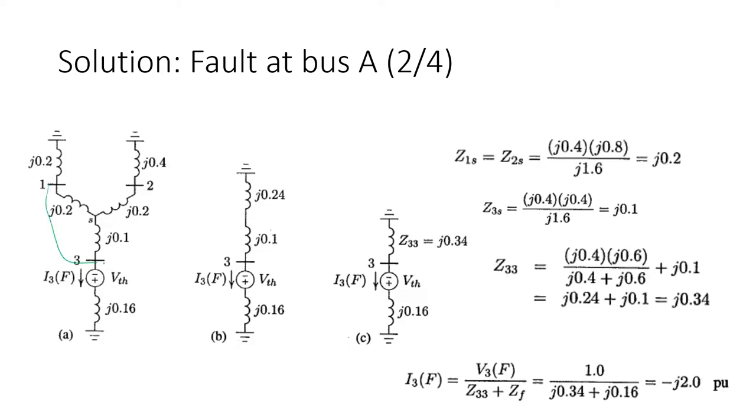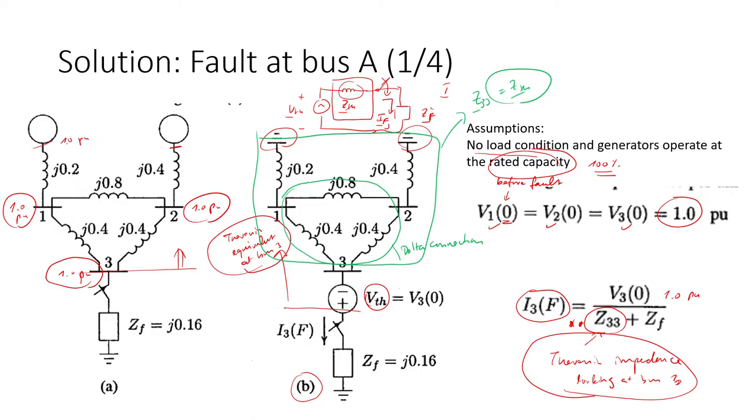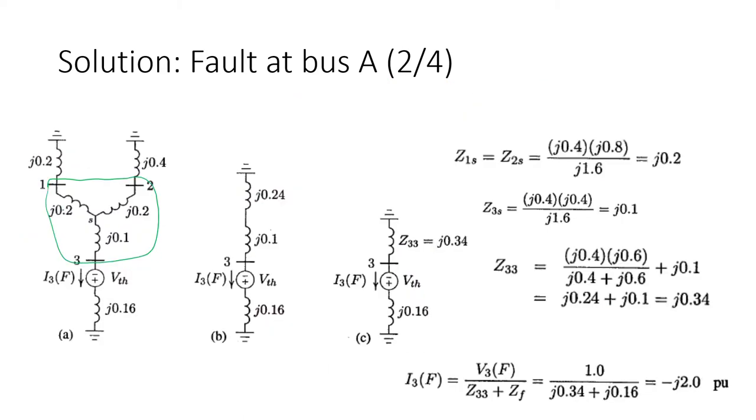In this case, the connection amongst the buses 1, 2, 3 can be transformed into the Y connection. You still remember how to determine the equivalence. It's quite simple. You could find the equivalence like this: the reactance of this is J0.8 and this is J0.4. The equivalent is the multiplication of 0.8 times 0.4 divided by the sum of all three, which is 1.6, so the result would be J0.2. So that's why you can see that this is J0.2.